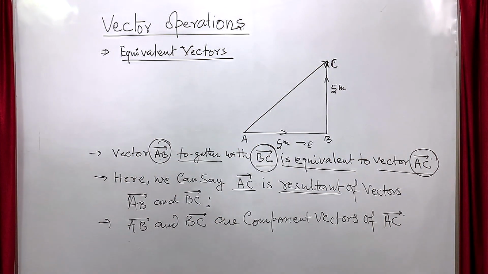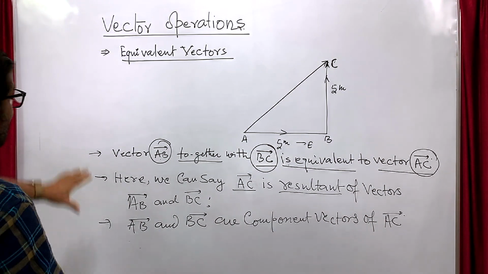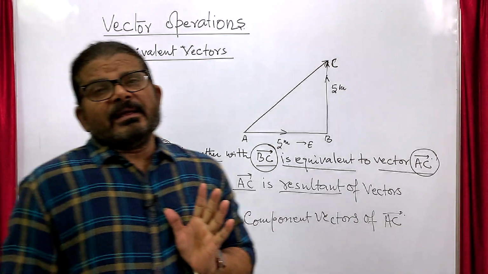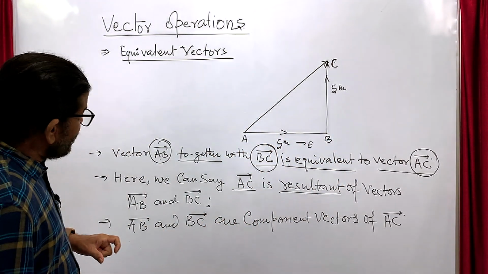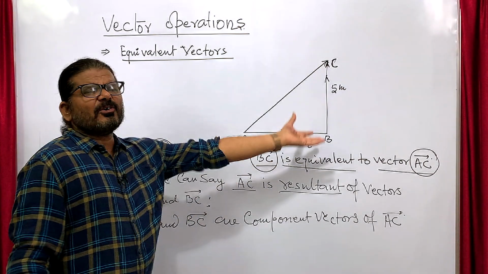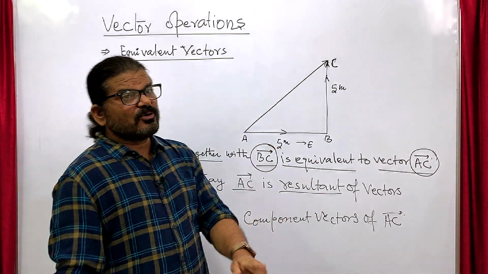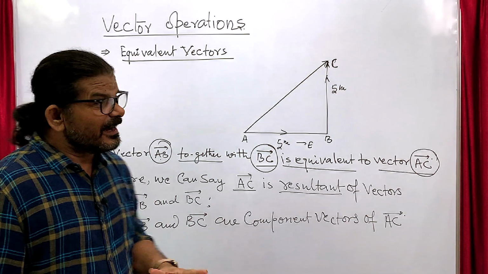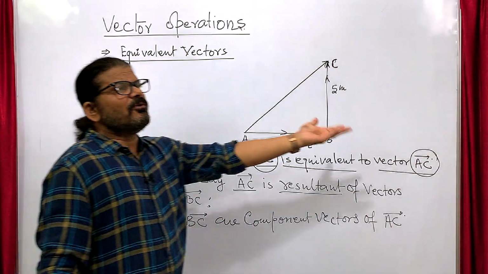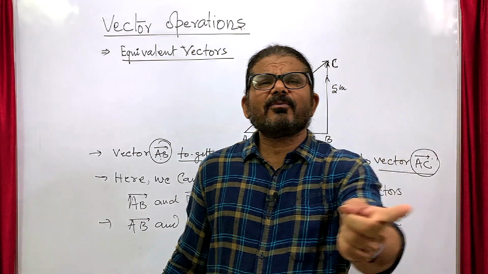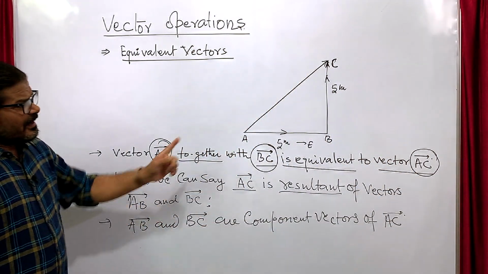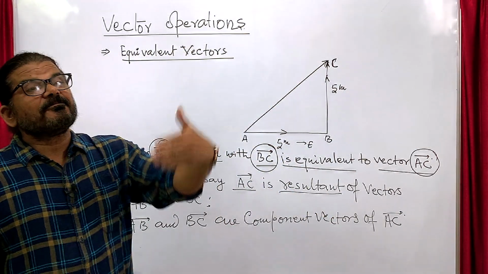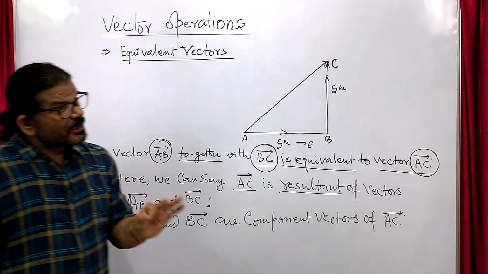Here, if you define the equivalent vector in this way, this is giving you the future scope of vector operation. It means 2 or 3 or 4 vectors can be added together and form a resultant or composite vector. And if 2, 3, 4 vectors can be added to form a single vector, then a single vector also can be resolved into different component vectors.